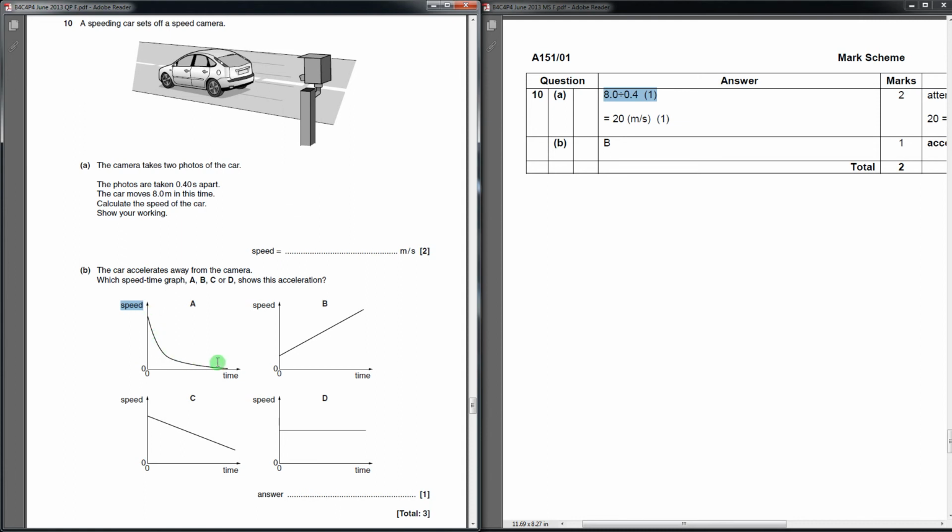Well, in A, the speed is decreasing. In C, it's decreasing. In D, it's constant. B is the only one where the speed is increasing. So that must be the answer.